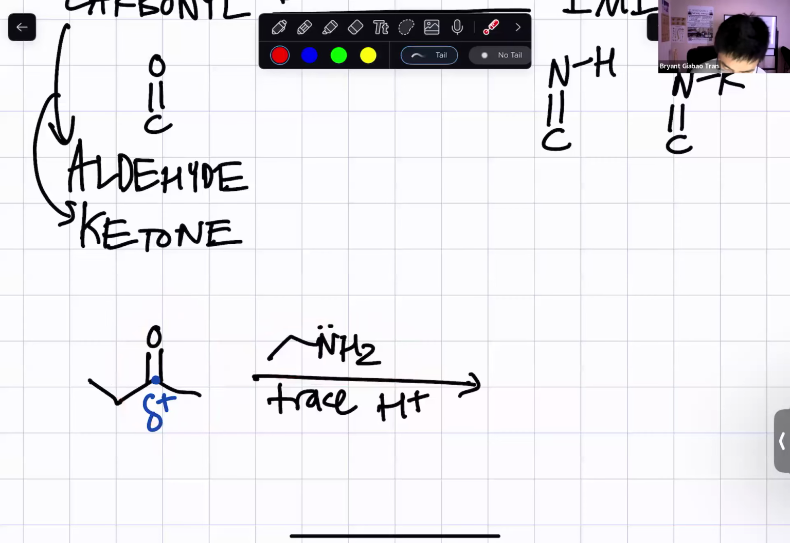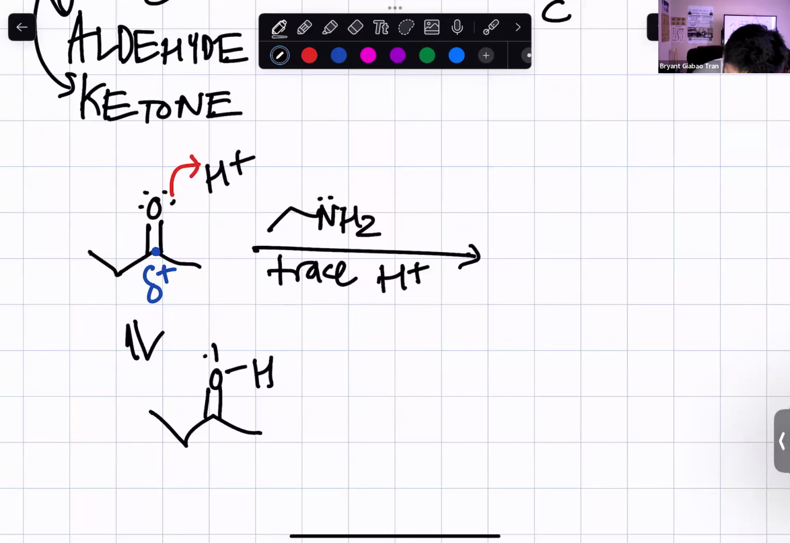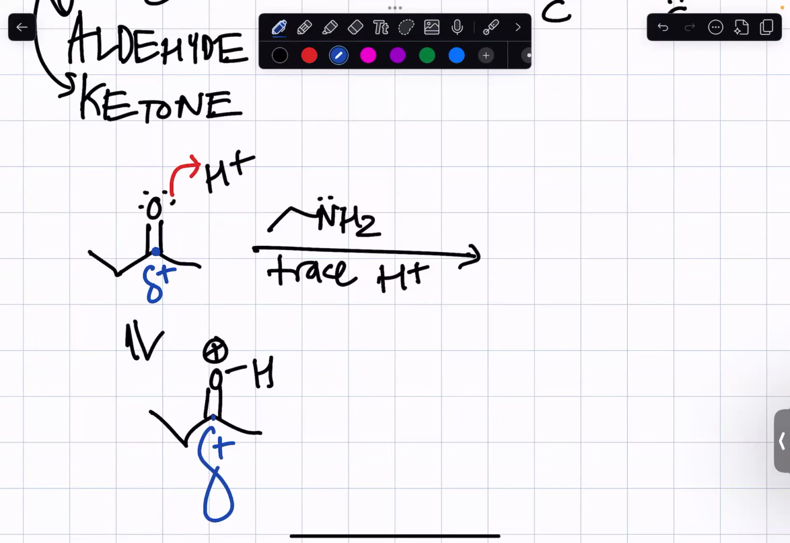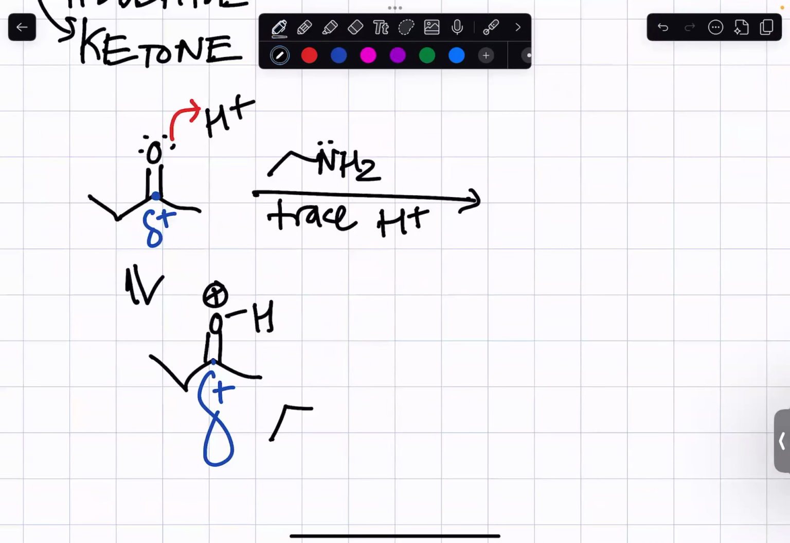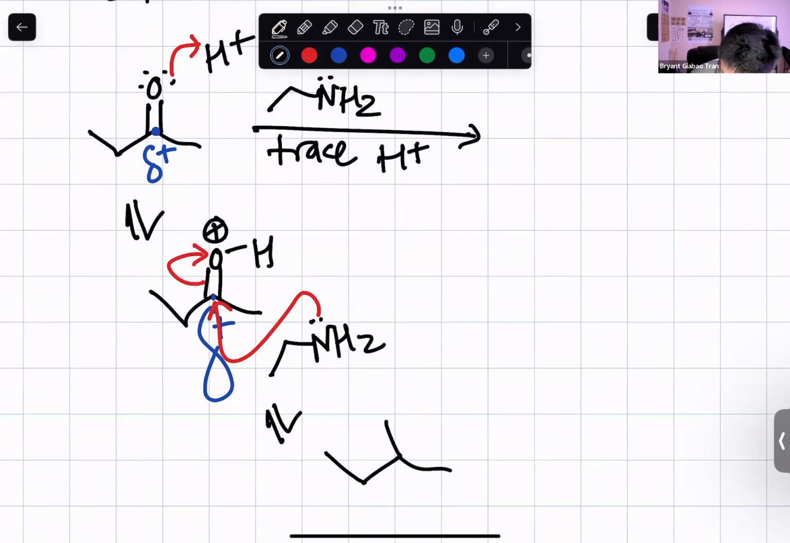So what we have to do to activate the electrophile, to make this carbonyl carbon a bigger positive charge, is to protonate the carbonyl oxygen with the acid we have. That gives us this positively charged oxygen, which activates the carbonyl carbon. Because of that, this weak nucleophile amine is now able to attack that carbonyl carbon and pop the double bond onto that oxygen, giving us this tetrahedral intermediate.